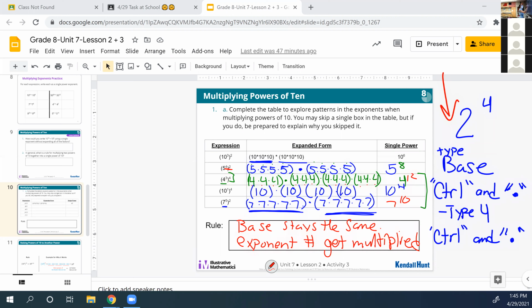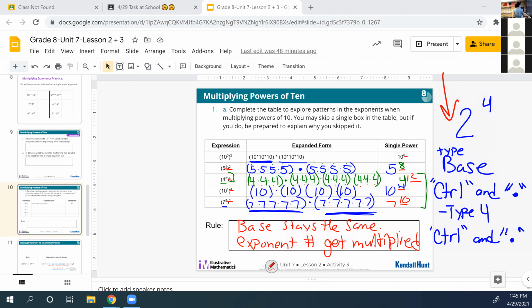3 times 2 gets me 6. 4 times 2 gets me 8. 3 times 4 gets me 12. 1 times 4 equals 4. And 5 times 2 gets me 10. So our rule when we're doing a power to a power is that we keep the base the same, and then we multiply those exponent numbers.